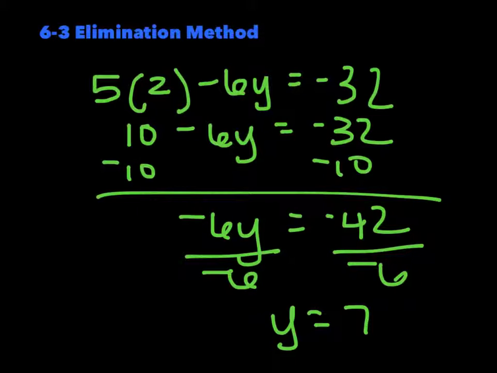Again, you can go back and check this on both for the sake of time. Remember that our x was 2, our y was 7. Therefore, that's our solution to our system of equations using the elimination method.